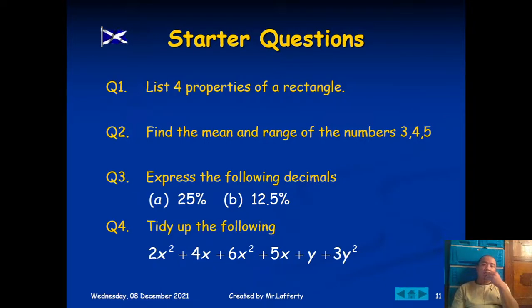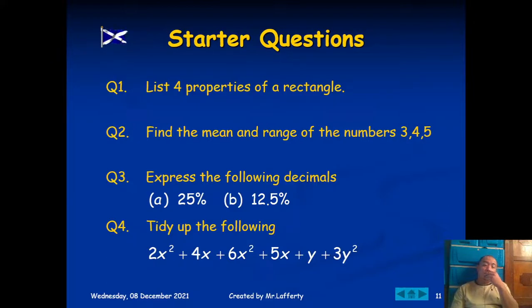Find the mean and range of the numbers 3, 4, 5. For the mean, just add 3 plus 4, 7, plus 5, 12, divided by 3, 4. 4 is the mean. And what's the range? Range, I think, is the highest minus the lowest. So 5 minus 3, 2. The range is 2.